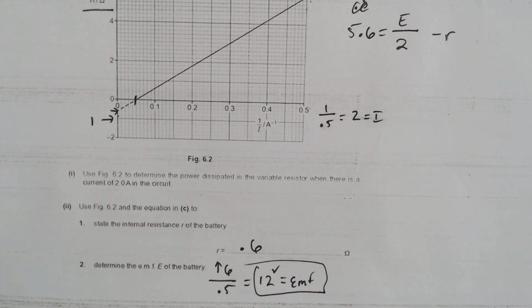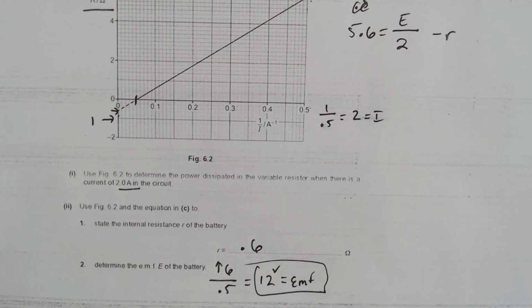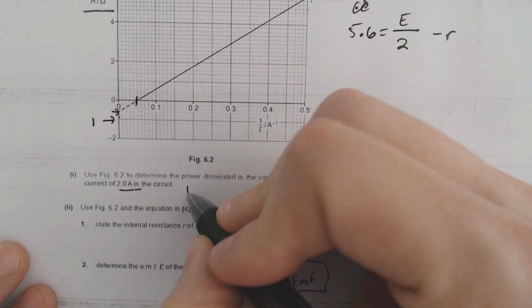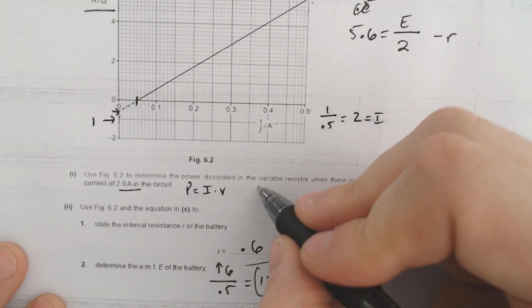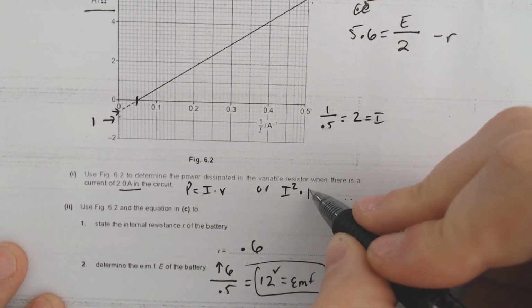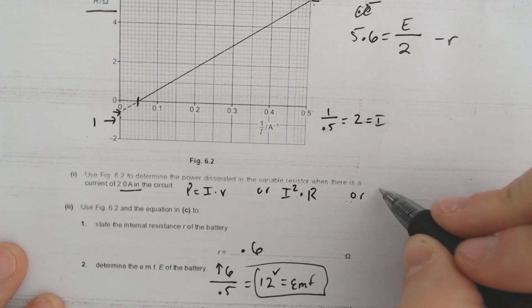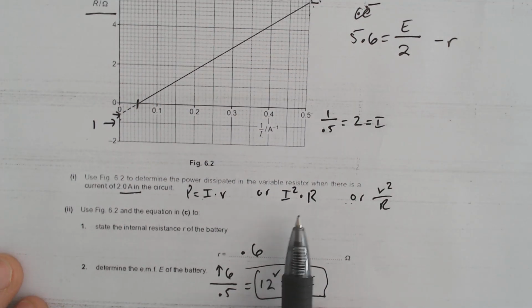We haven't done part 1, though. Use the figure to determine the power dissipated by the variable resistor when there is a current of 2 amps. Power is equal to a lot of things. I times V, or I squared times R, or V squared over R. Based on the fact that we have current and resistance, I'm going to use the I squared times R.